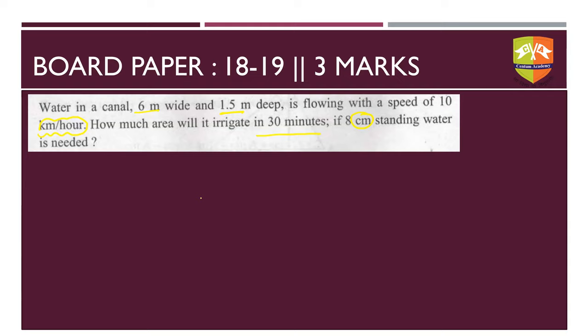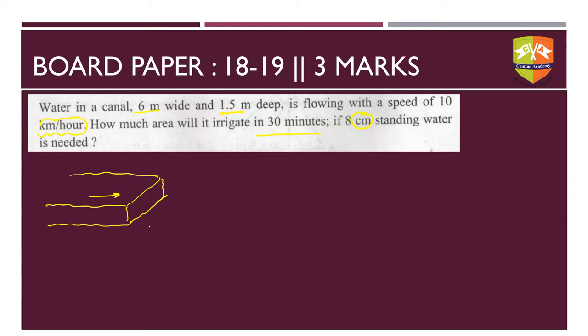56.25 hectares, 4,500 meters square. Different answers are coming. Let me solve now. Okay, so what is the canal like? This is the canal. Let's say this is the cross section. And water is flowing like this.